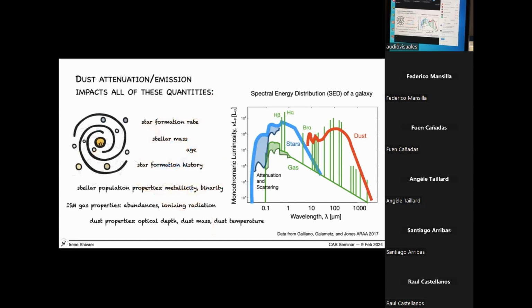So to be able to model the SED of a galaxy correctly and to infer the properties that you're interested in, we need to take into account the effect of dust, either in the attenuation in the UV and optical, or emission in the infrared.